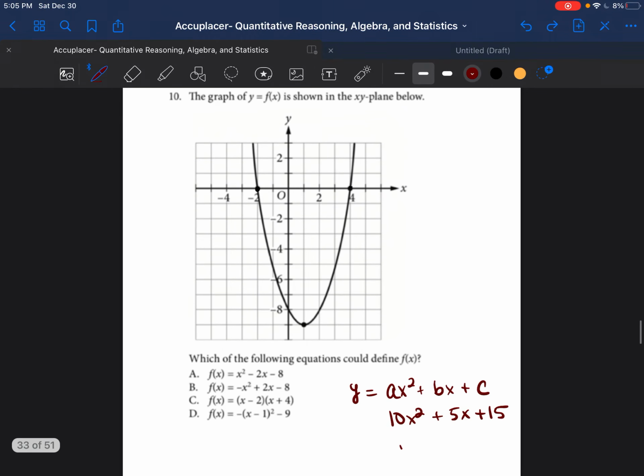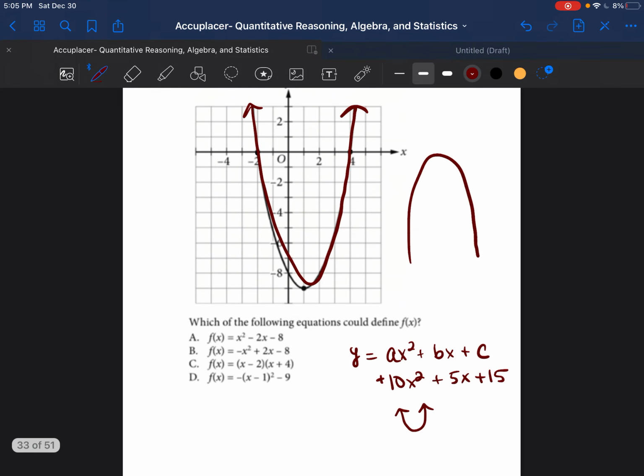Now, when you see a happy face of a graph, and that's what we see here, you can even make the happy face. That graph looks a little creepy. A happy face of a graph means A is positive. If you see a sad face of a graph, then the A value is probably a negative number, like -5 or -2 or just -x.